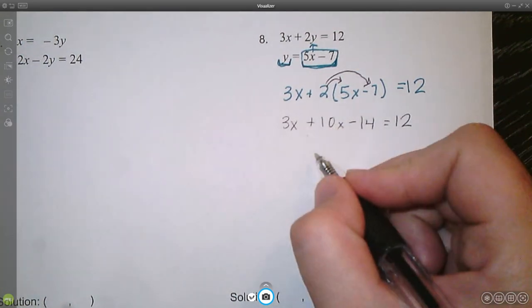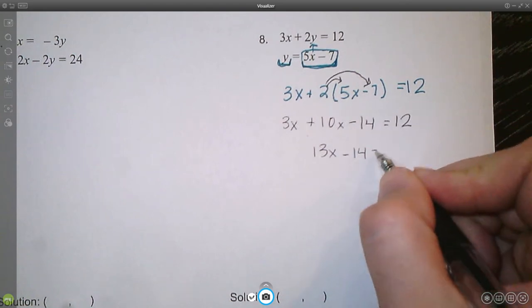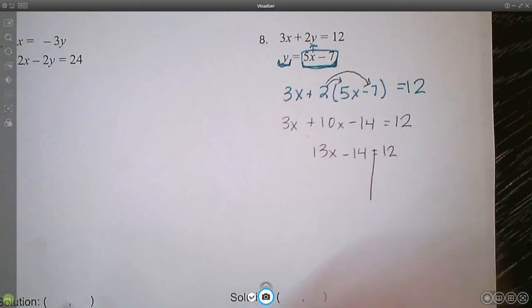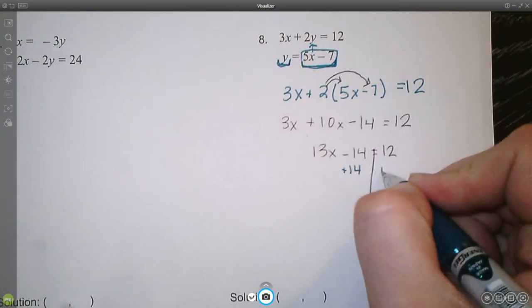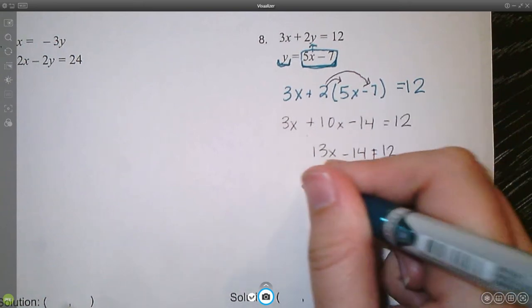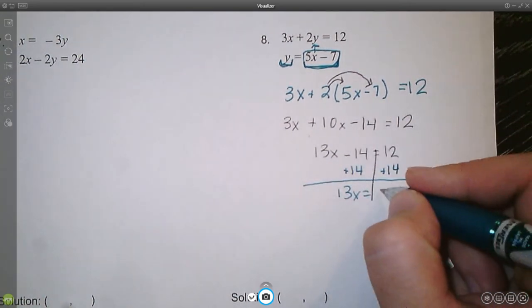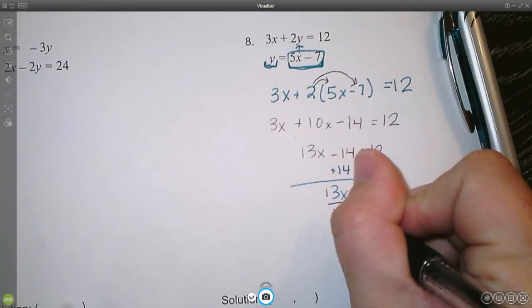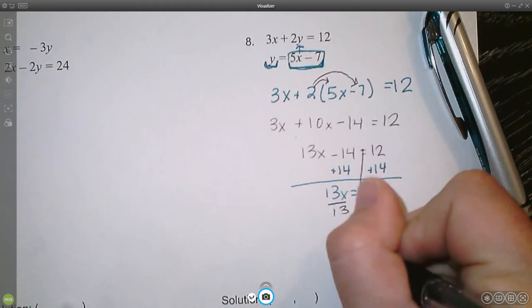So 3x plus 10x is 13x minus 14 equals 12. Now here we have to add 14 to both sides. So we end up with 13x equals, that would be 26. Divide both sides by 13, and you get x equals 2.